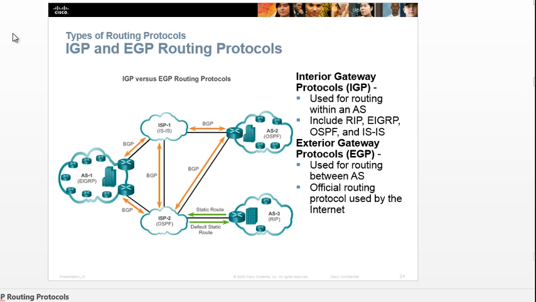So interior gateway protocols are used for routing within a single autonomous system, or AS. And these include RIP, EIGRP, OSPF, and IS-IS. Exterior gateway protocols, though, can route between these AS, these autonomous or administrative system numbers, either way you want to put it. That is the official routing protocol used by the Internet. And the reason is everyone has their own autonomous networks on the Internet, but using a common protocol, they are able to converge at some point so that all the networks know how to get data to the other networks.